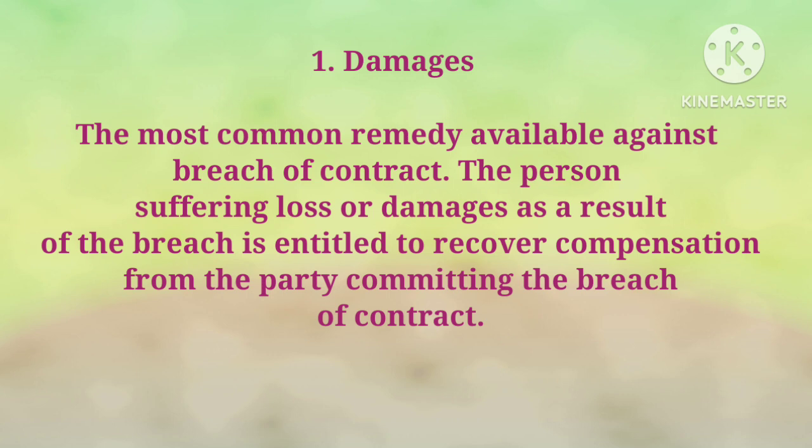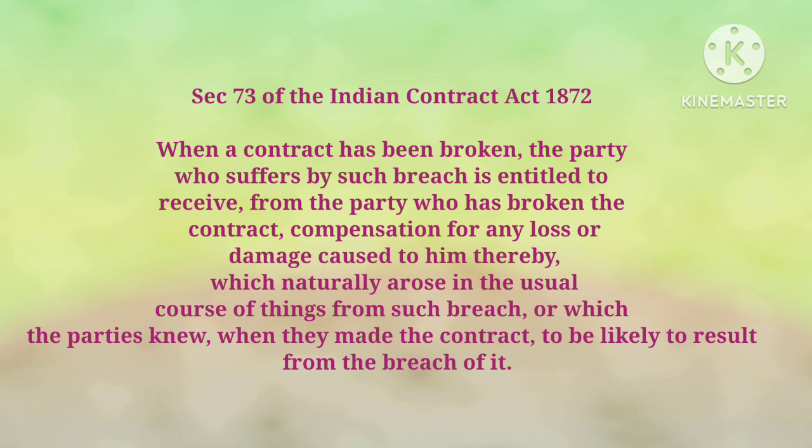This remedy entitles the injured party to receive compensation or to recover compensation for any loss suffered by him due to the breach of contract committed by the other party. Sections 73 to 75 of the Indian Contract Act 1872 provide for remedy by way of damages. Section 73 reads like this: when a contract has been broken, the party who suffers by such breach is entitled to receive from the party who has broken the contract compensation for any loss or damage caused to him thereby, which naturally arose in the usual course of things from such breach, or which the parties knew when they made the contract to be likely to result from the breach of it.